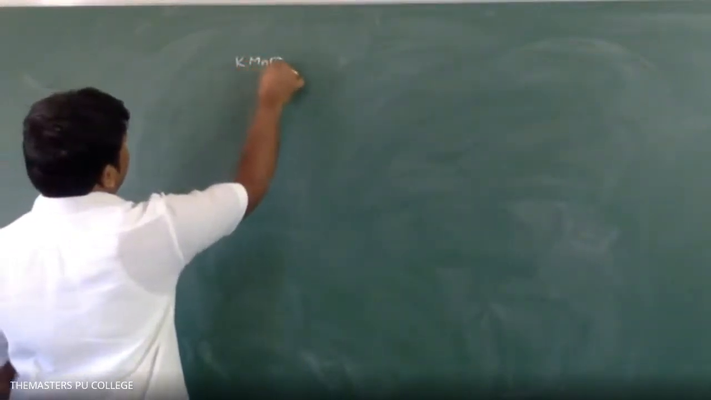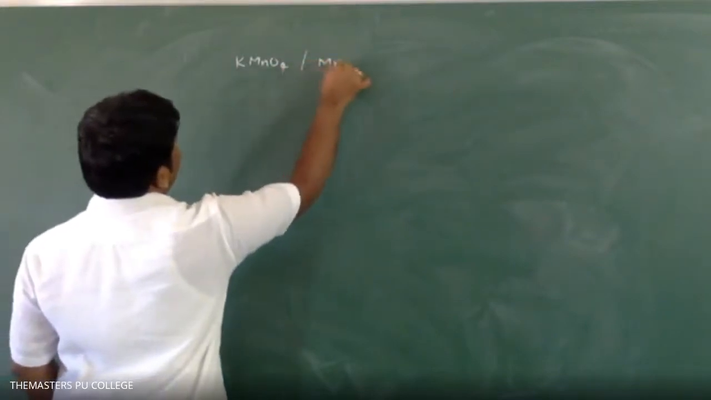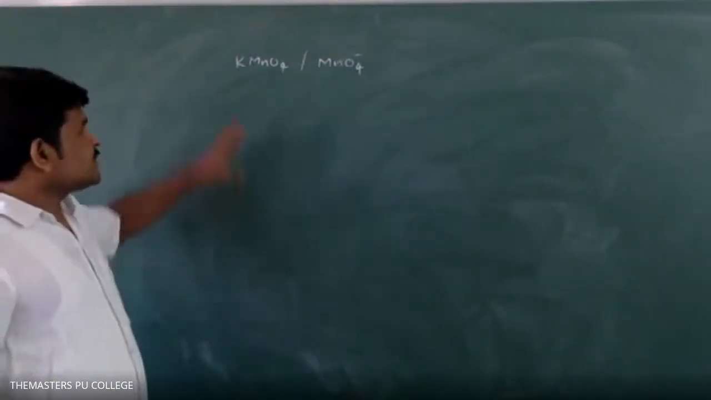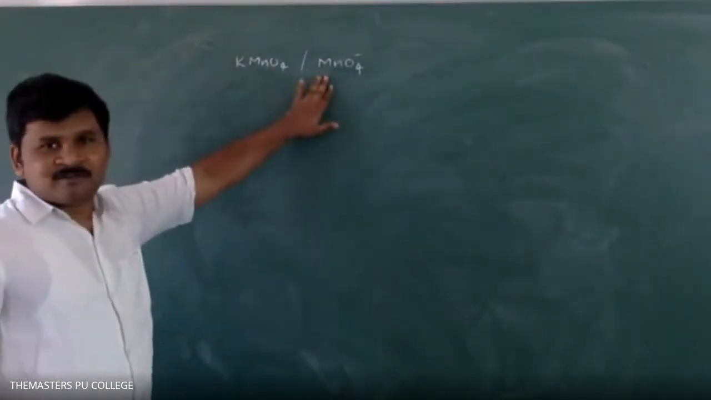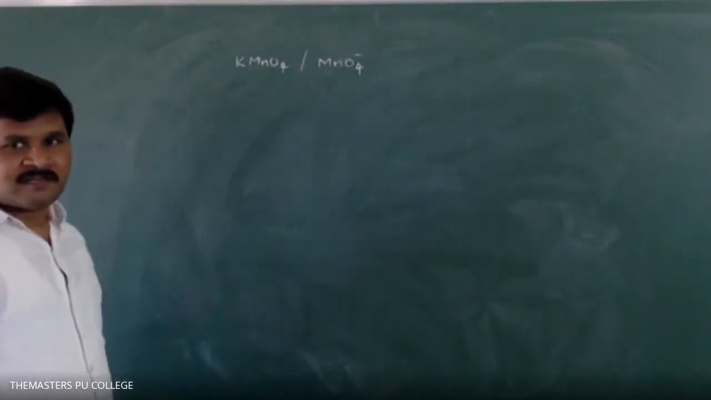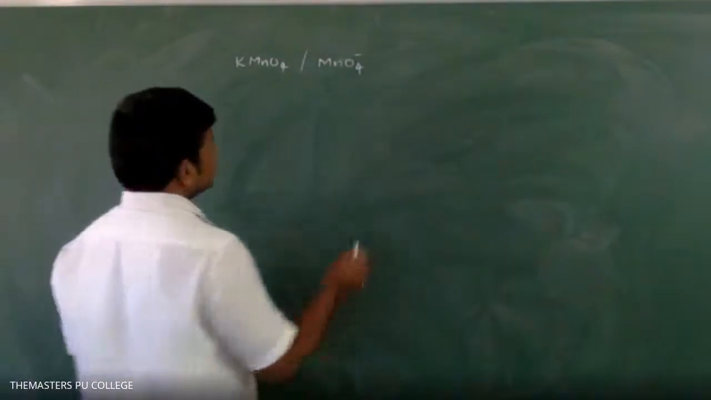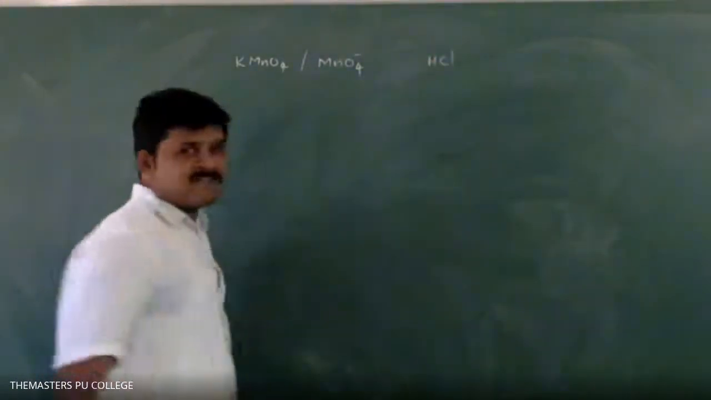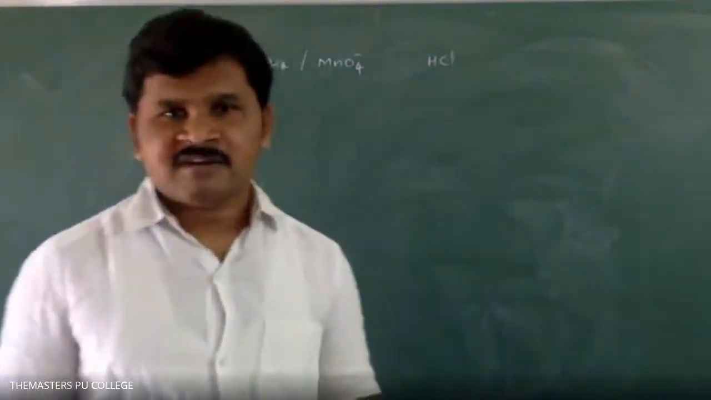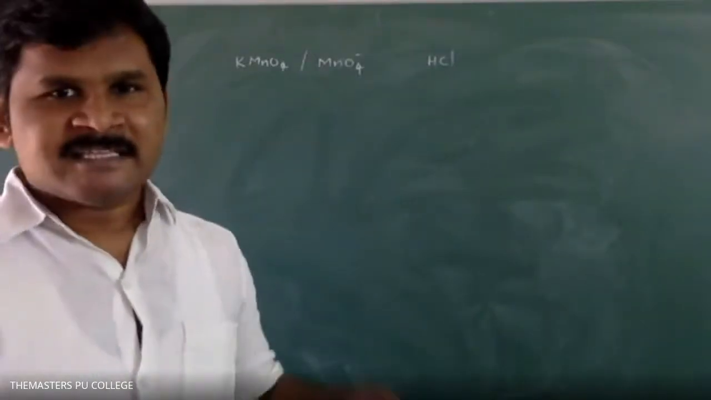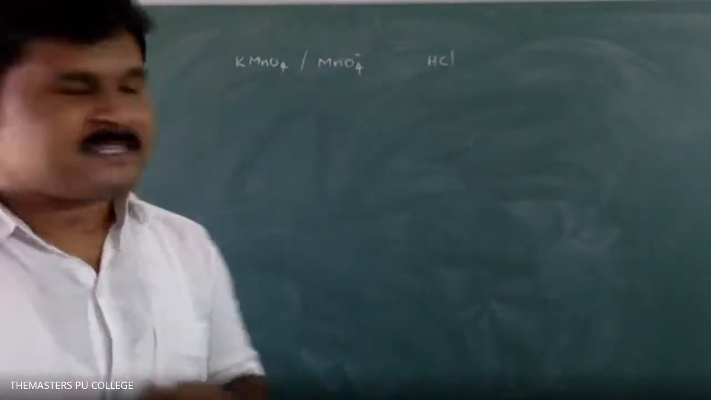KMnO4 or MnO4 minus, both are the same. This is the compound, this is the ionic form. Suppose HCl is there. What is the ionic form of HCl? Can you guess? H plus and Cl minus. Like that, KMnO4 means MnO4 minus.